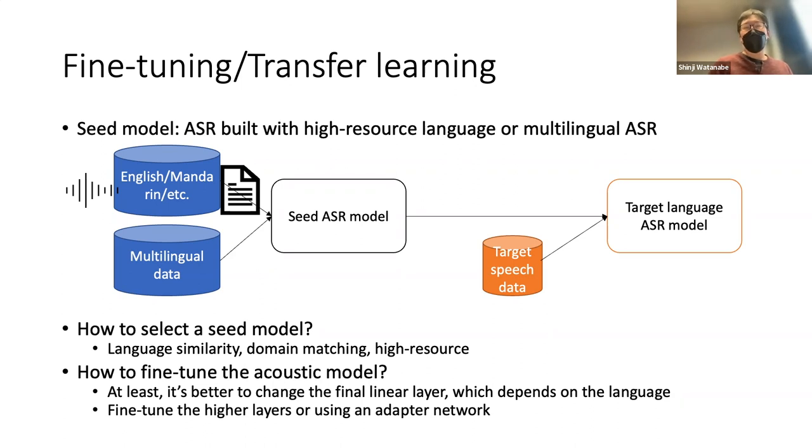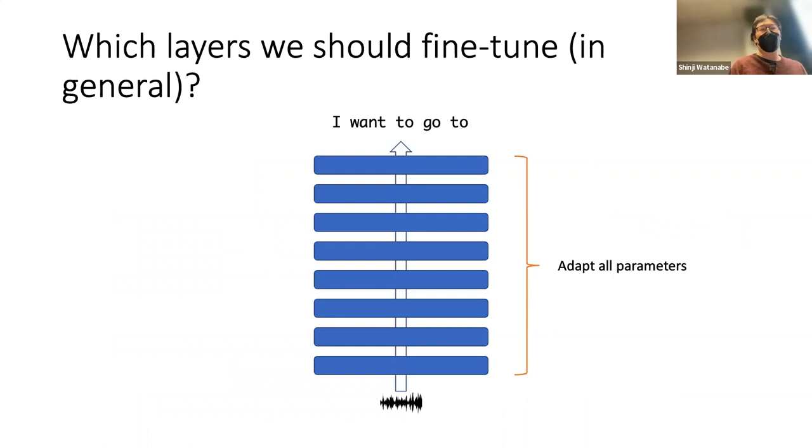Okay, then I prepared these slides, imitating a deep neural network. Generally, what fine-tuning does is this: given model parameters trained from large-scale data, we fine-tune all parameters, using the model initialized from the high-resource data. This is the classical approach. And my recommendation is to adapt all parameters first, without considering any structure. That is the first thing we should do.